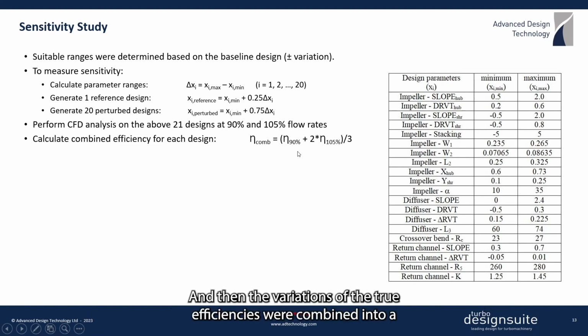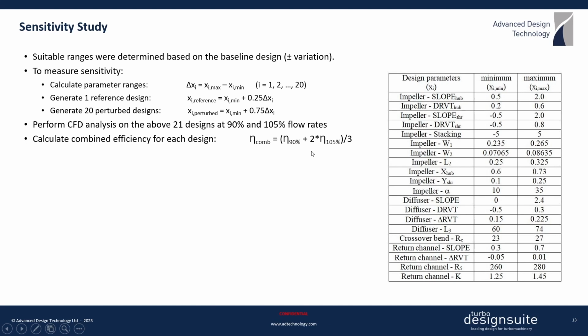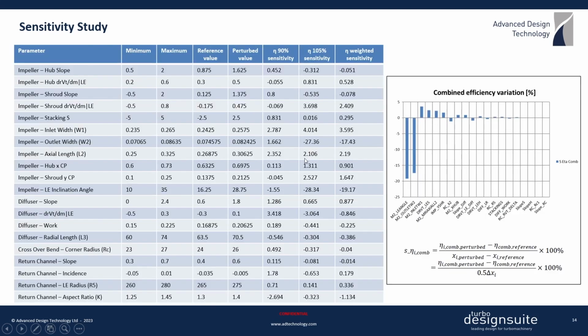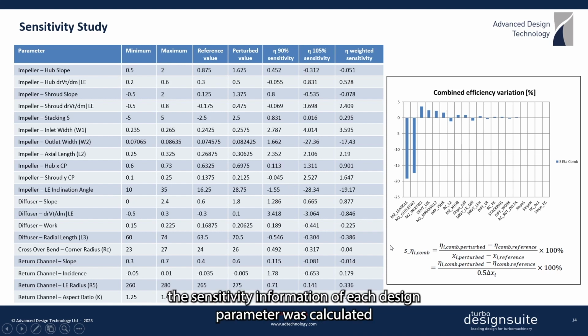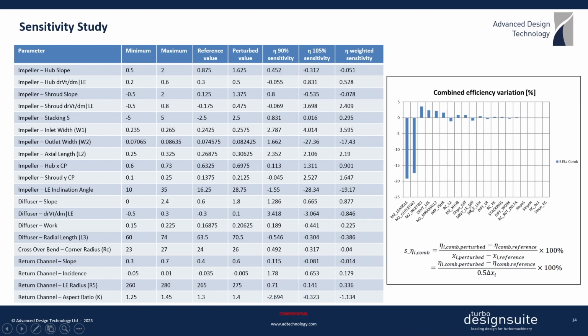And then the variations of the two efficiencies were combined into a single parameter by inverse distance weighing from the design point. And finally, the sensitivity information of each design parameter was calculated using this equation and plotted as shown here. And then based on this, the 10 most significant parameters were selected as the final design parameters for the optimization.